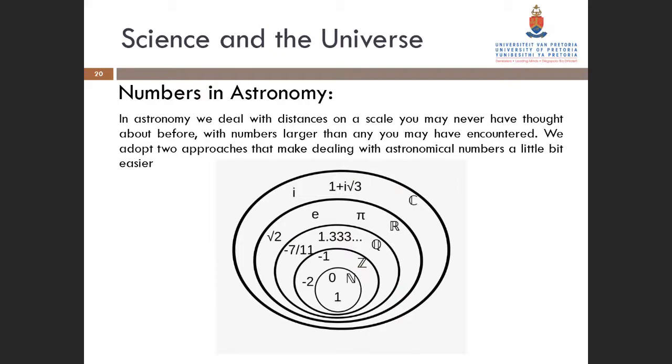So there will be maths in this module. The maths in this module is not hard. You will be able to do this math with your high school math. That's nothing to worry about. So if we look at numbers in astronomy, we deal with distances on a scale you may have never thought about before, with numbers larger than any you may have encountered. We adopt two approaches that make dealing with astronomical numbers a little bit easier. So I'm sure you're all familiar with this diagram.